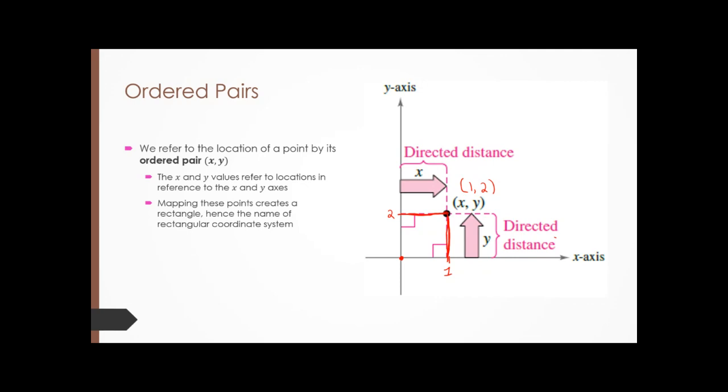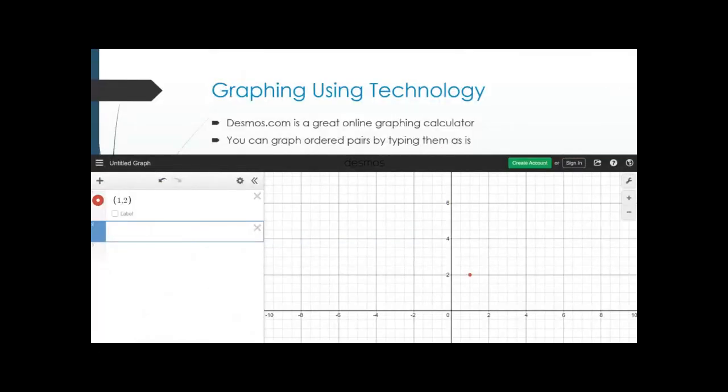We put them in alphabetical order. We're referencing where they are on the axes. Now, we're not going to be graphing by hand. I want you guys to be using technology. You can graph by hand on paper if you want, but you're not required to. So for graphing, I recommend using Desmos.com.